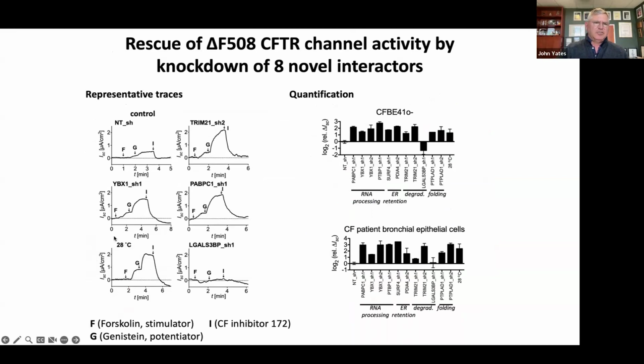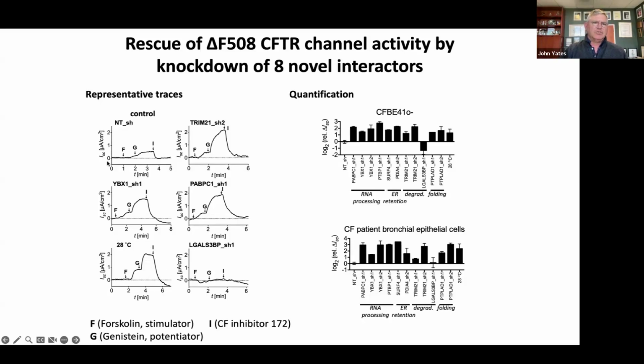And if you look at the gold standard for rescuing the protein, the 28-degree temperature shift, so you lower the temperature, the protein folds enough to get out to the cell surface, and you treat with forskolin, which is a stimulator, and then you treat with genistein, which is a potentiator. And then to make sure that it's the CFTR ion channel that is open, you treat it with a CFTR inhibitor. And that should shut down the current, which is exactly what you see when you do this experiment.